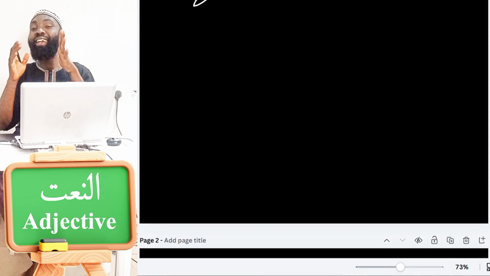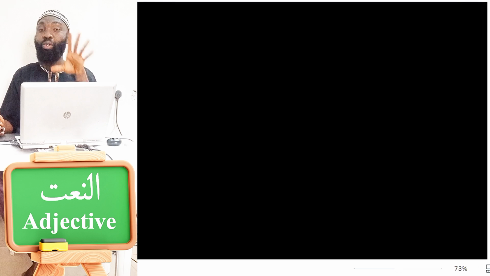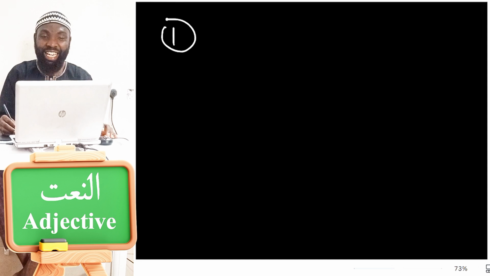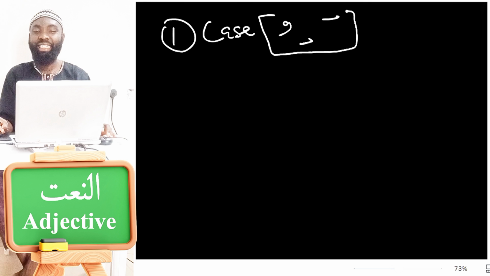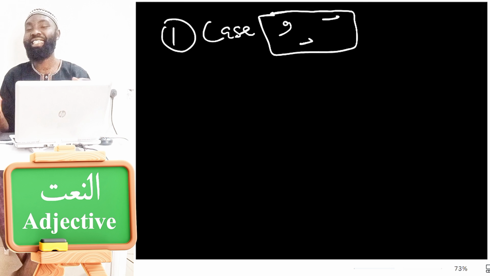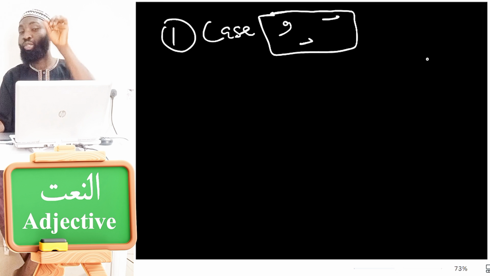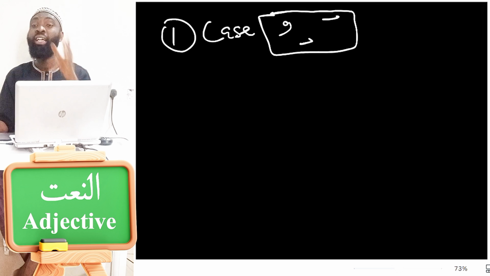Now, adjectives in the Arabic language follow certain rules. An adjective must agree with the noun it is qualifying or describing in 4 terms. The first one is the case. By case we simply mean the fatha, kisra, and dhamma. If the noun being qualified ends with fatha, then the adjective should end with fatha. If it ends with kisra, the adjective should end with kisra. If it ends with dhamma, the adjective should end with dhamma.